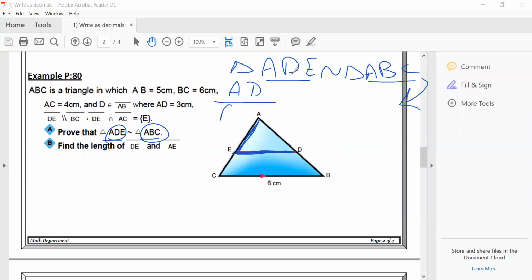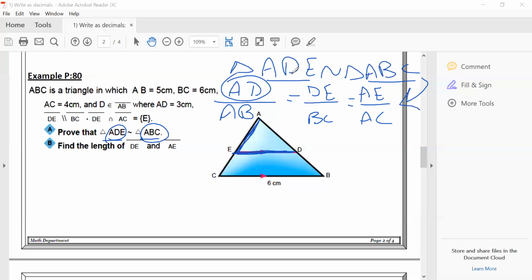AB equals what? DE over BC equals AE over AC. Yes, excellent. Then I will substitute. What I have, I will put it. What I don't have, I will get it.